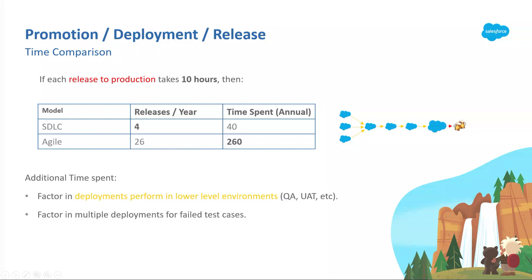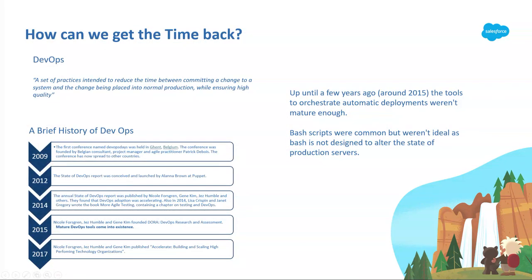So how can we leverage the benefits of the Agile methodology without spending so much time on ancillary tasks, which don't really add value to the project? This is really where DevOps came into the picture. Now, I'm sure you guys have heard a lot about DevOps in other sessions, but what exactly is DevOps? Wikipedia defines it as a set of practices intended to reduce the time between committing a change to the system and the change being placed into normal production while ensuring high quality.